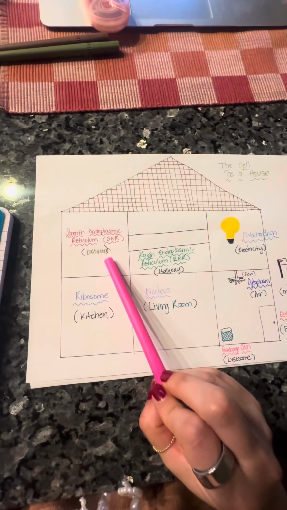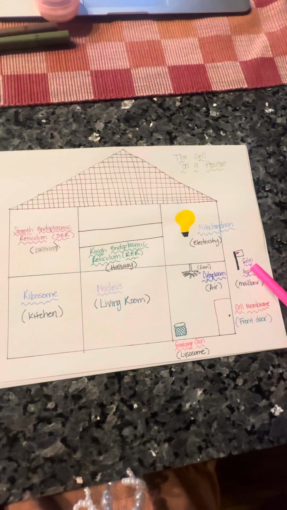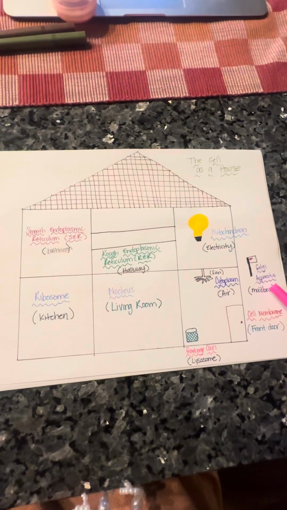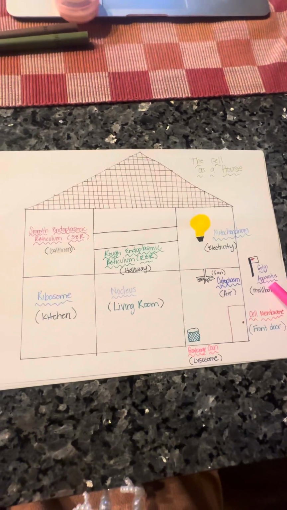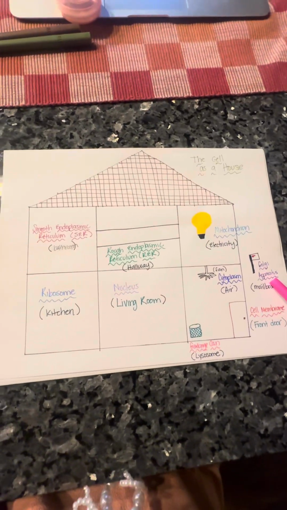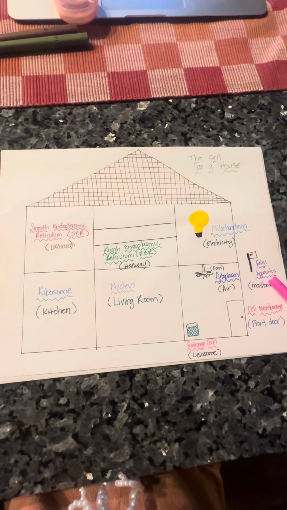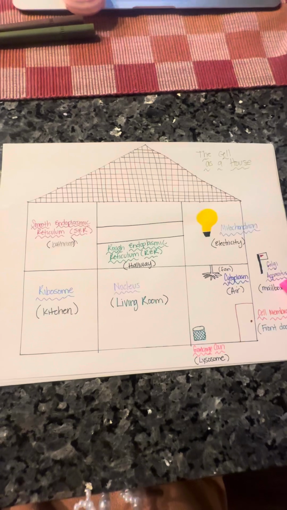And then the next part would be the Golgi apparatus. So this is where the equivalent would be a mailbox, because it's the part of the cell that receives, processes, packages, and delivers. And that is what I came up with.